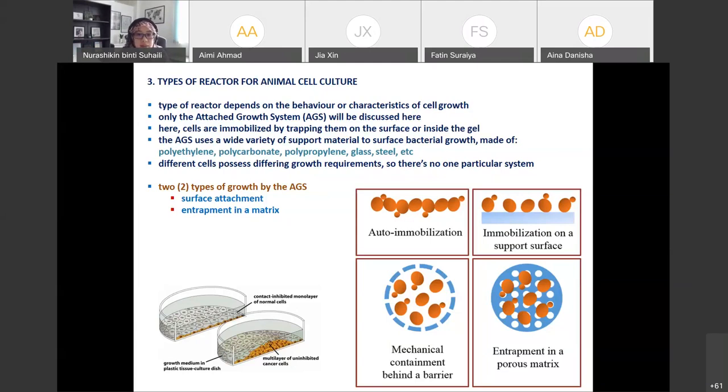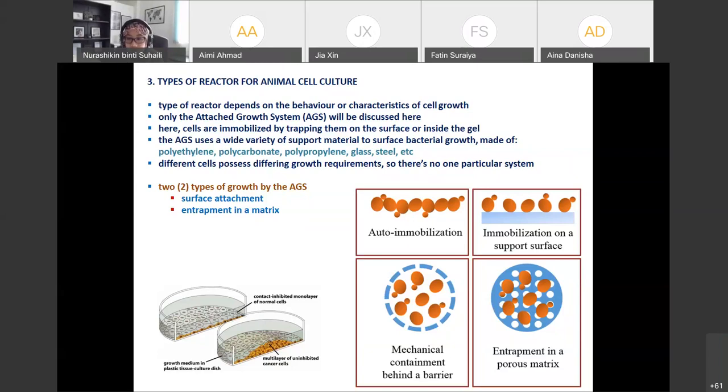Yeah, there are various support materials for the cells to grow on, made from different materials like polyethylene, polycarbonate, glass, steel, polypropylene. These are examples of different materials used to attach the cells. Different cells possess differing growth requirements, and there is no one particular system. How you attach it and what kind of linking agent to use depends on the type of animal cells. I'm just talking in general. So these are examples of the attachment.